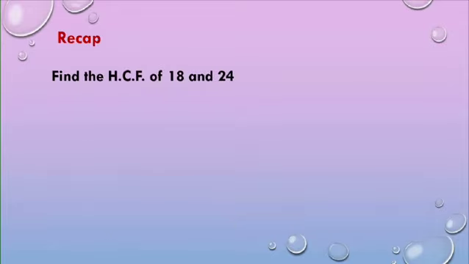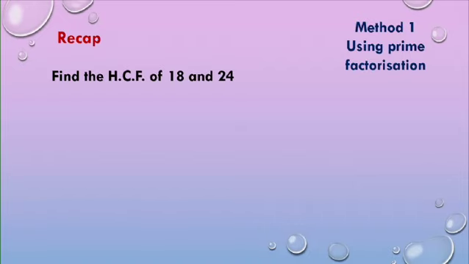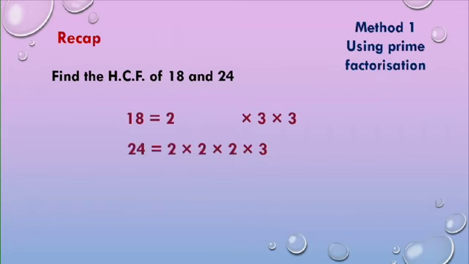Students, you also learned how to find HCF of integers in grade 7. Remember that you have learned 2 different methods. The first method is using prime factorization. You write the integers for which you want to find the HCF as a product of their prime factors. For example, find the HCF of 18 and 24. First we write these 2 integers as a product of their prime factors. So 18 is 2 times 3 times 3, and 24 is 2 times 2 times 2 times 3.